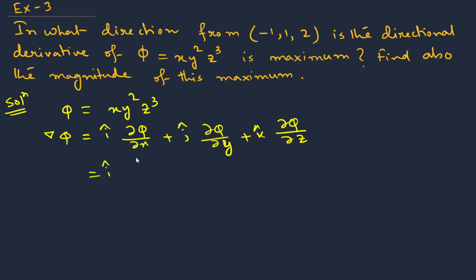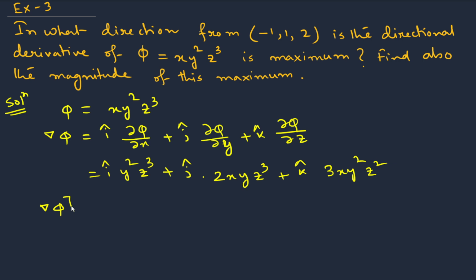So this will be i cap, del phi by del x will be y square z cube. And then this will be 2x y z cube. Then k cap into, if we differentiate with respect to z, it will be 3x y square z square. Now gradient of phi at the point, the point given is minus 1, 1 and then 2. So what to do? In place of x you put minus 1, in place of y 1, and in place of z we'll put 2. So after putting all these values, we'll get 8 i cap minus 16 j cap minus 12 k cap. So this is our gradient phi at a particular point.